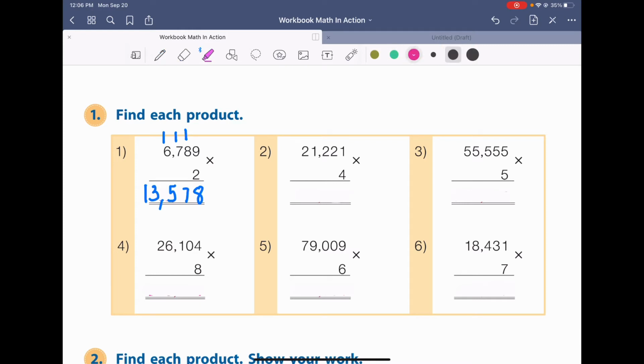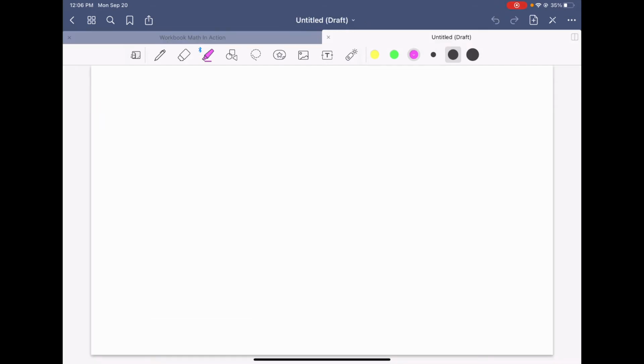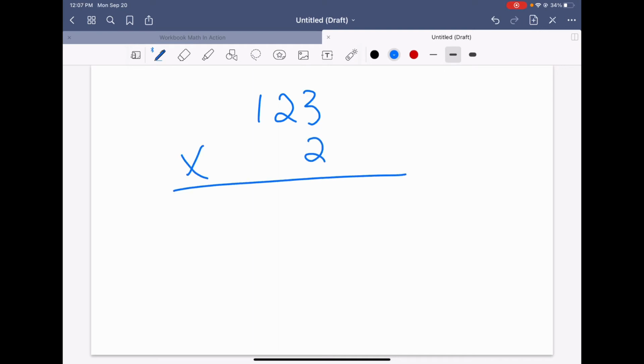All right, you're going to try this for homework. Number 2, number 3, number 4, number 5, number 6, right? Multiplication, right? So let's do some practice. If I do 123 times 2, right? 2 times 3, 6. 2 times 2 is 4. 2 times 1 is 2, right?